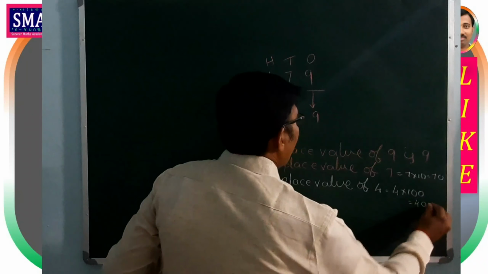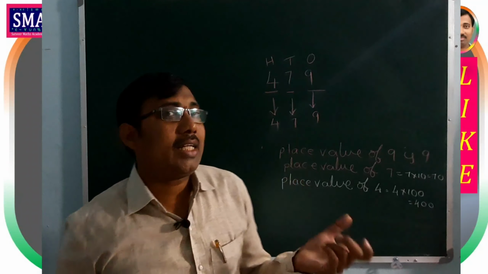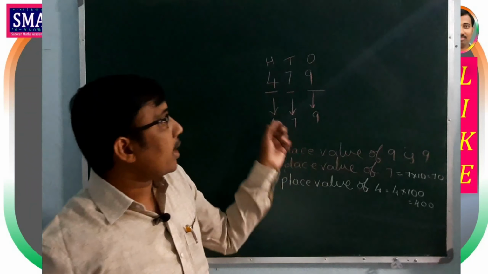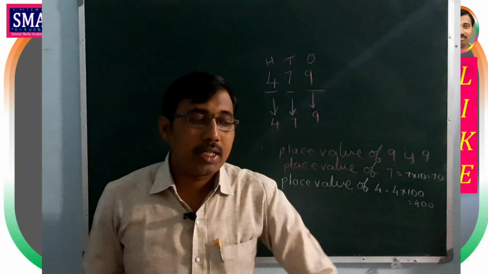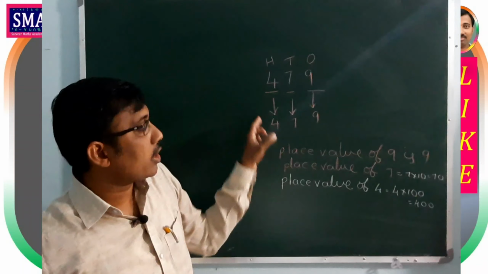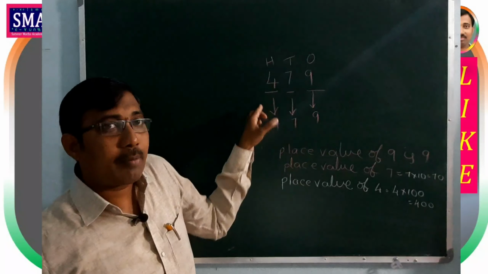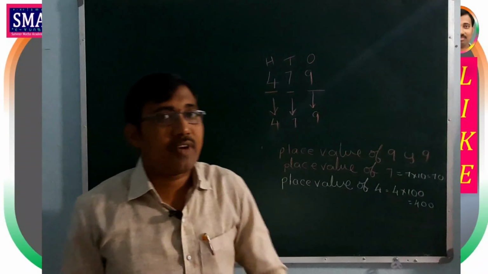So therefore, face value means the digit itself. Place value depends on the position of the digit in the number. So place value is equal to the digit multiplied by the place value in the place value chart.